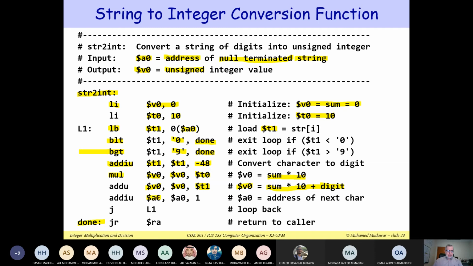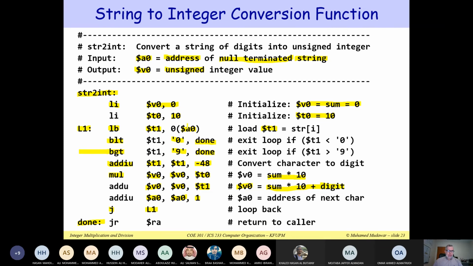Increment A0 by 1. Notice that I'm just using add immediate here. Why? Because this is the address, so I'm incrementing the address by 1. This is address calculation. I'm just pointing to the next character in my string. And then jump back to loop. L1 here is the beginning of my loop.